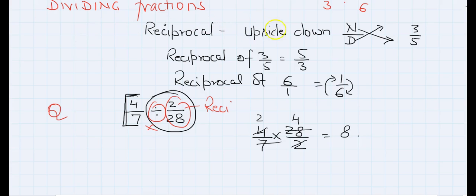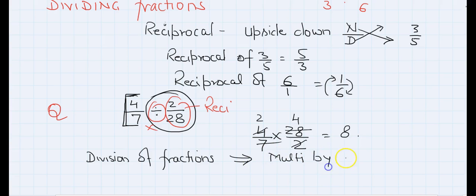So whenever it's a division of fractions, it means you multiply by the reciprocal.